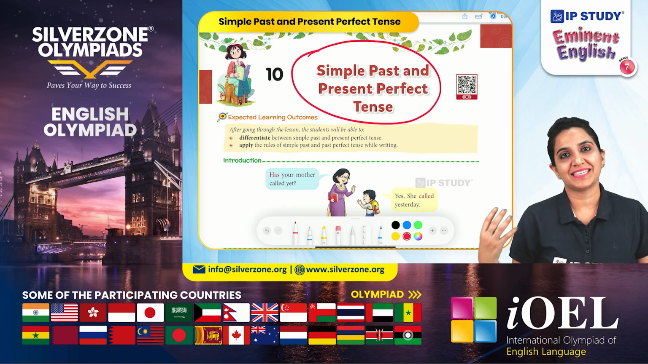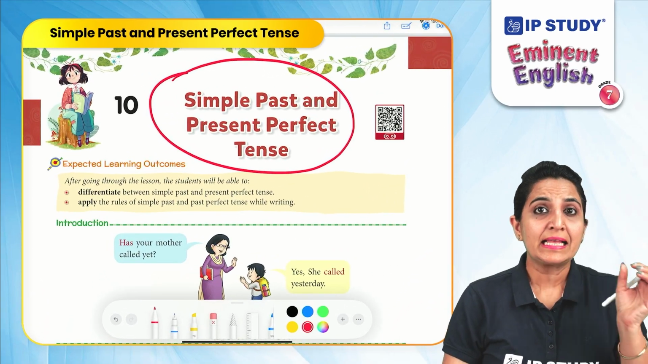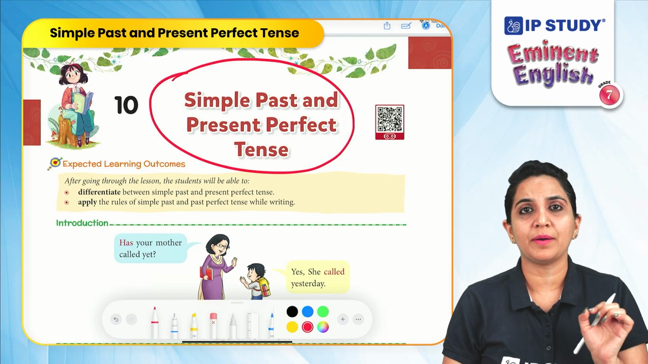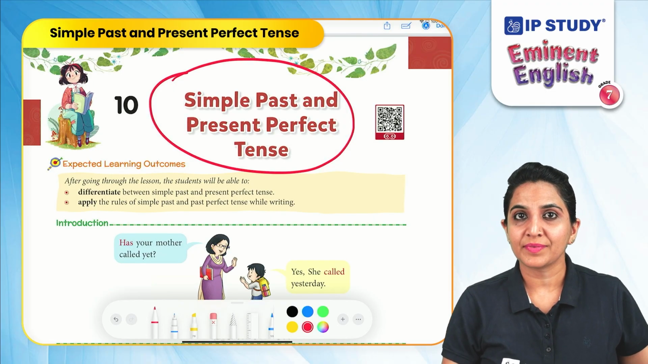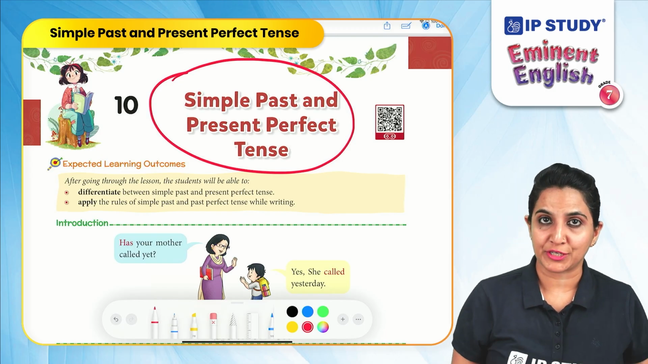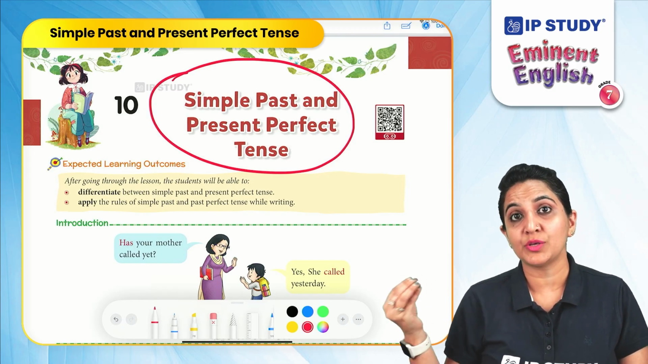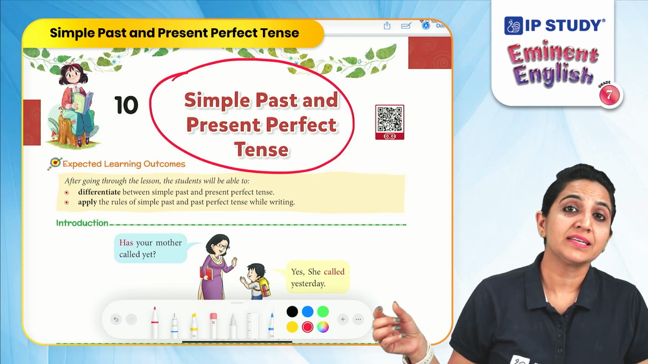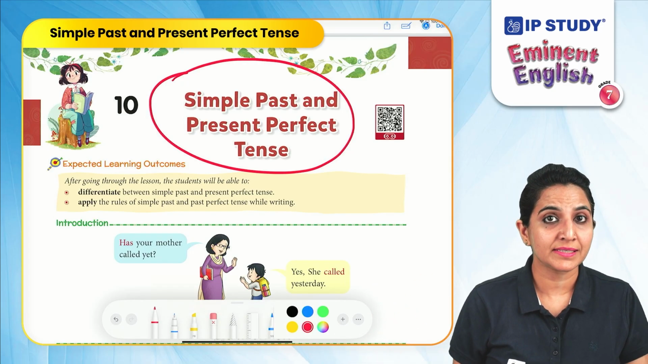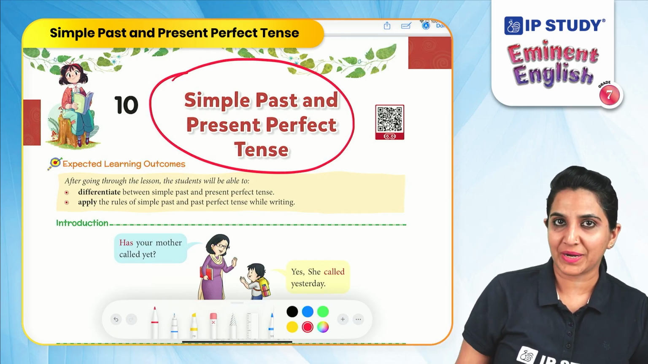present perfect tense. A simple past is a tense that is used to talk about things that had happened in the past and are finished. Whereas the present perfect tense is used to talk about things that had happened at some time in the past but are still connected with the present.